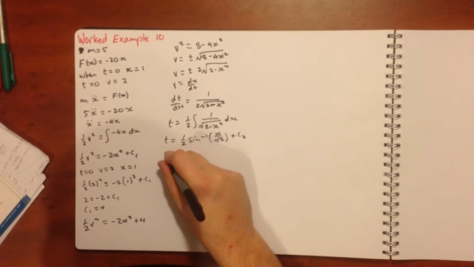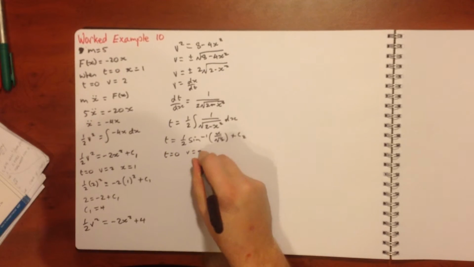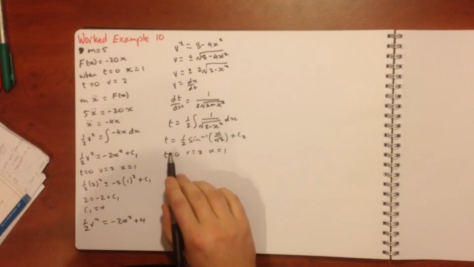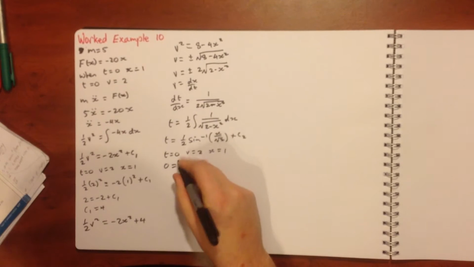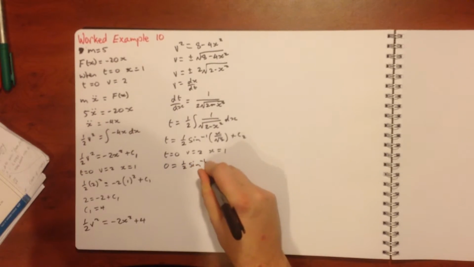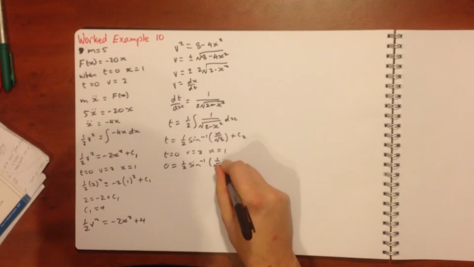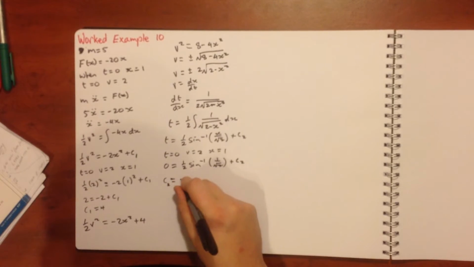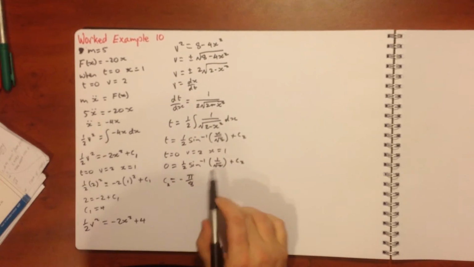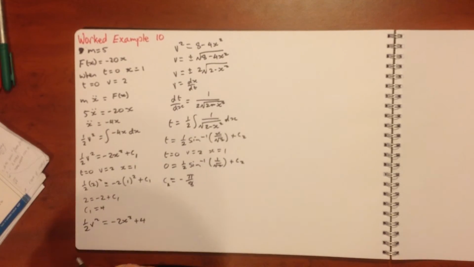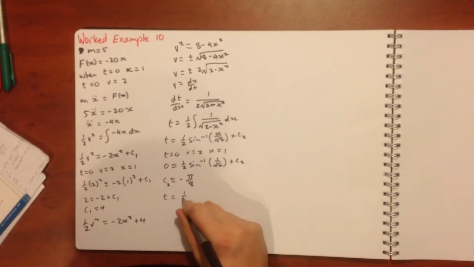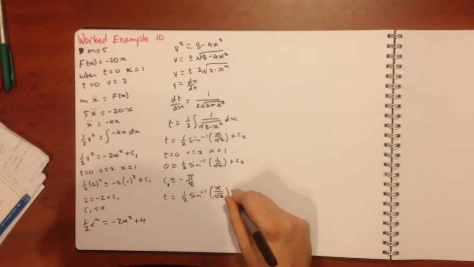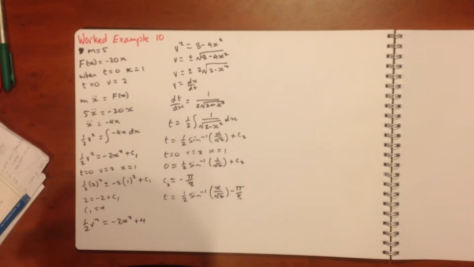We know when t equals 0, v equals 2 and x equals 1. So substituting in x equals 1 and t equals 0, we say 0 equals a half times the inverse sine of 1 on root 2, plus c2. So we find that c2 is equal to negative pi on 8, just by substituting in and working out what that is. That means that t equals a half times the inverse sine of x on root 2, minus pi on 8, that value for c that we just found.